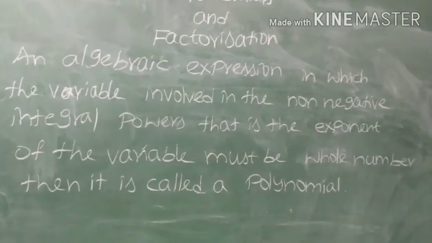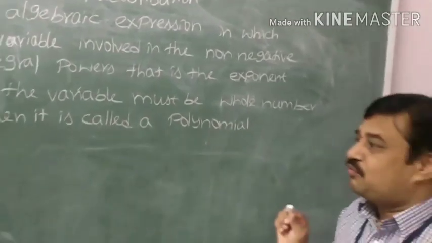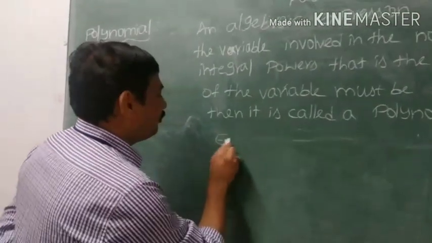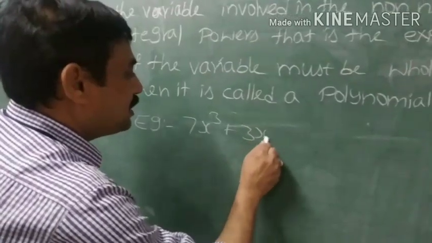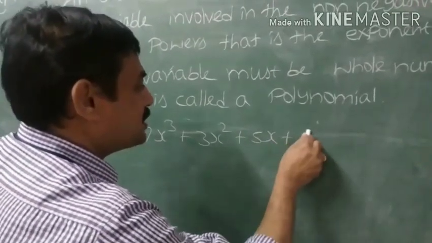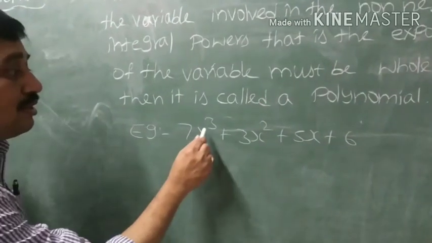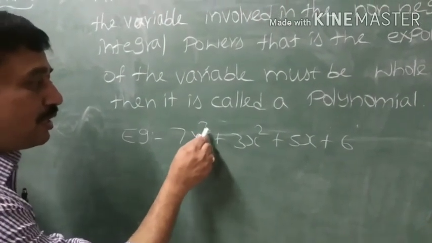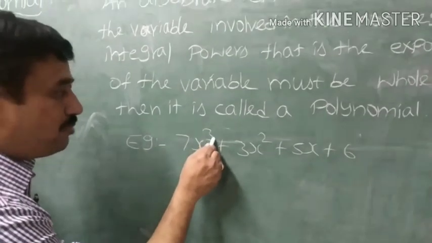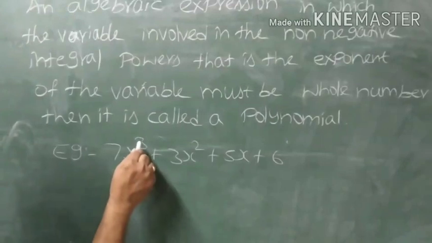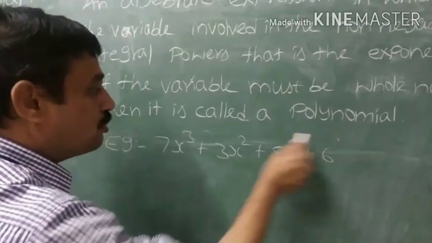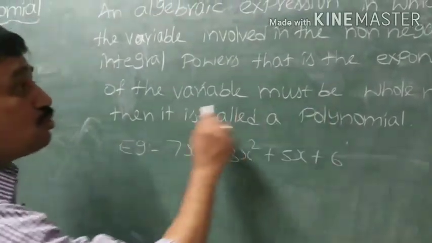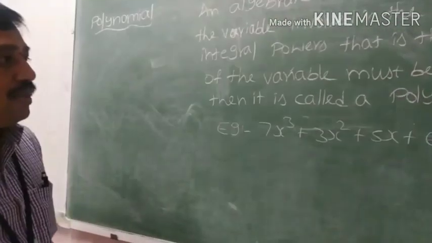What is the meaning of non-negative integral power? That is, the exponent of the variable must be a whole number. For example, 7x cube plus 3x squared plus 5x plus 6. In this one, the exponent is nothing but the power of the variable. That means the power must be a whole number. That means 3, 2, and here there is no power, which means 1. The degree of the constant term is 0. So 3, 2, 1, 0 belong to whole numbers. So we can consider it a polynomial.